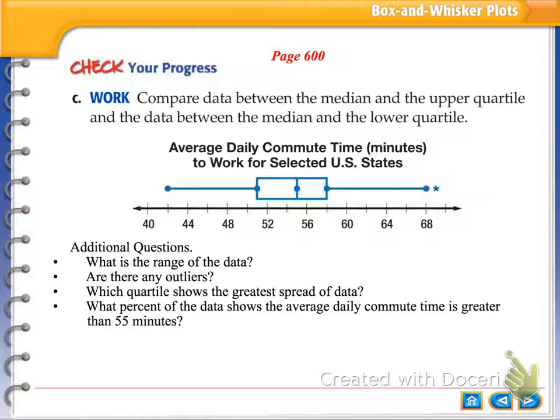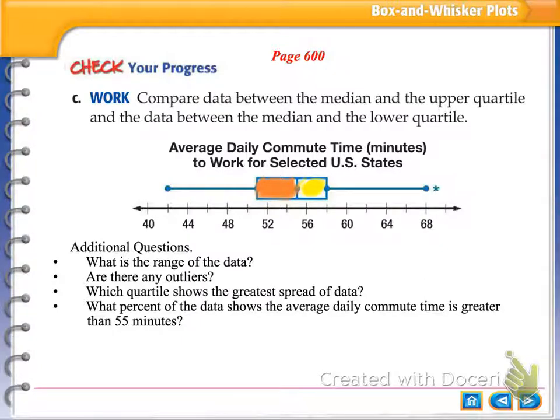Looking at this, we've got our box and whisker plot already on there. All right, we want to compare data between the median and the upper quartile and the data between the median and the lower quartile. Okay, so here's my data that's between the median and the upper quartile. In orange, this is the data between my median and the lower quartile. Now we can tell that between the median and the lower quartile, the data is a little bit more spread out. So that means from the median to the upper quartile, the data is closer together.